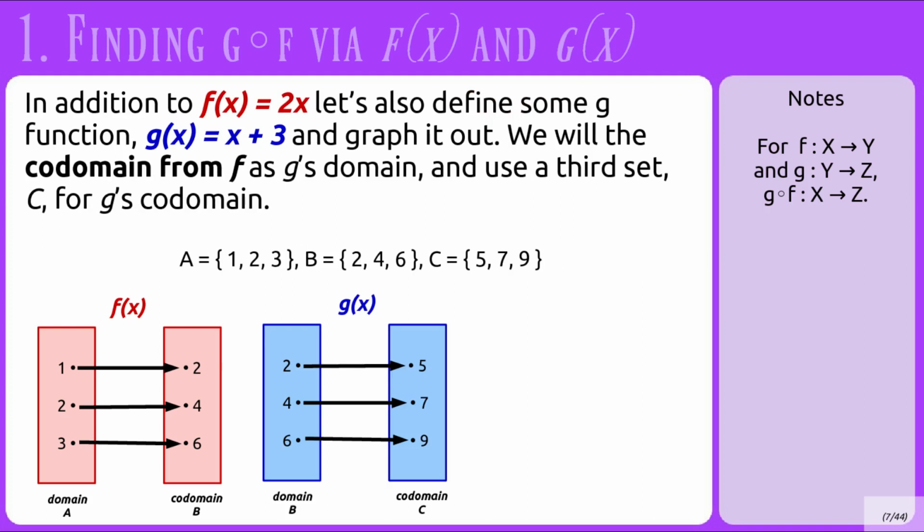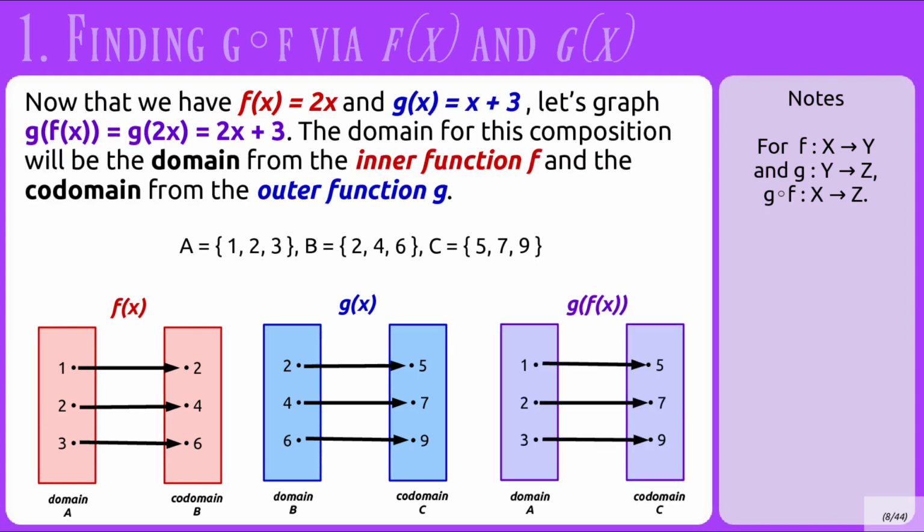Next, we can introduce some function g of x, so we have g of x equals x plus 3 as its rule, and it will map from B to the set C. So the codomain C will be the set containing 5, 7, and 9. And finally, when we're diagramming g of f of x, we start with the domain A and the codomain C. So the domain of g of f of x will be the domain from the inner function f, and the codomain of g of f of x will be the codomain of the outer function g.